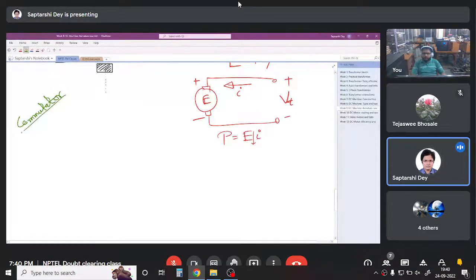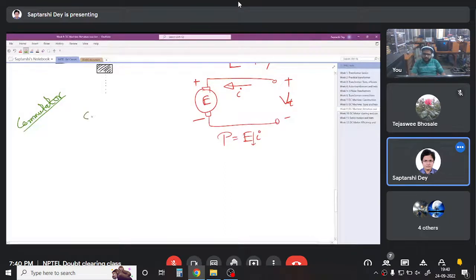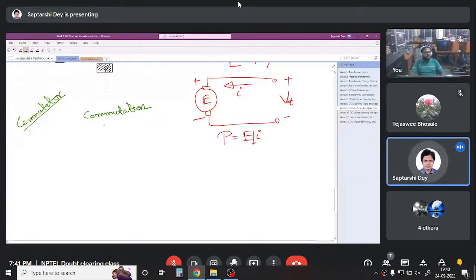Commutator. Before we go for commutator, can someone tell me what the term commutation means in electrical engineering? Commutation most probably means transport, bus, tram, etc. But in electrical engineering, commutation is also transport of current.